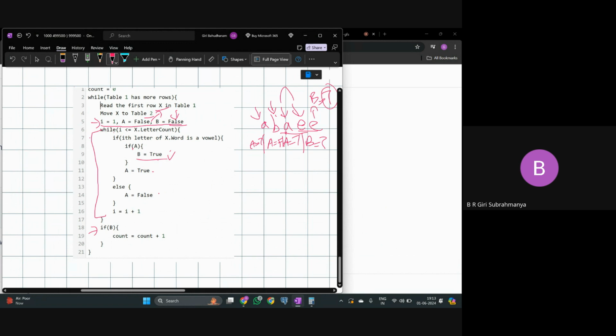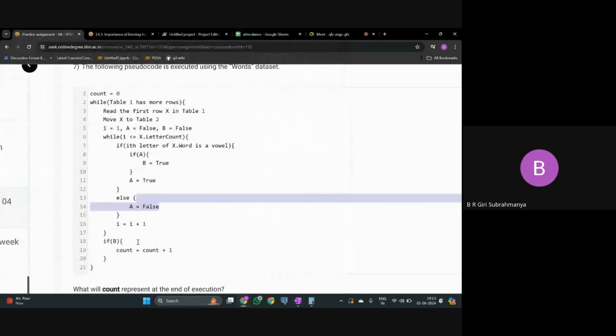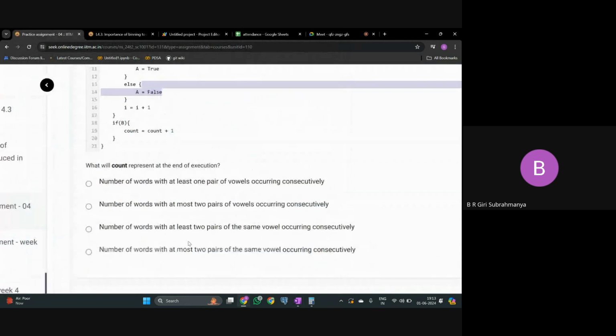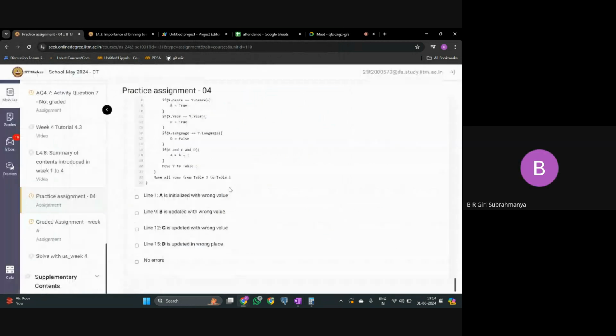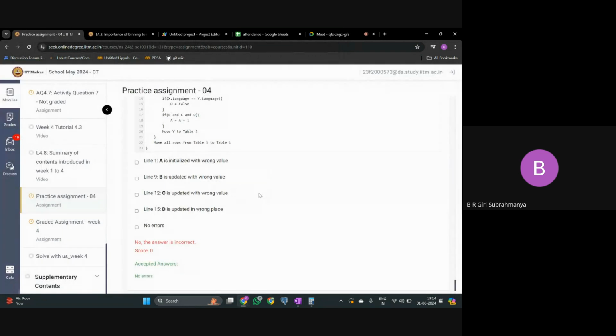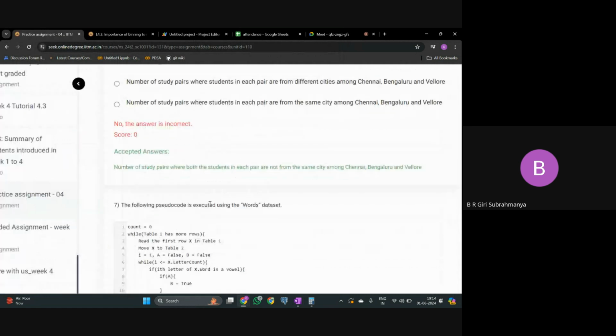Now there are two consecutive pairs of vowels, so it is not exactly one consecutive pair of vowels, but it is at least one, right? And we increment the count if there is at least one consecutive pair of vowels, right? So which option is true in that case? At least one pair of vowels occurring consecutively. Let us check them. Understood.